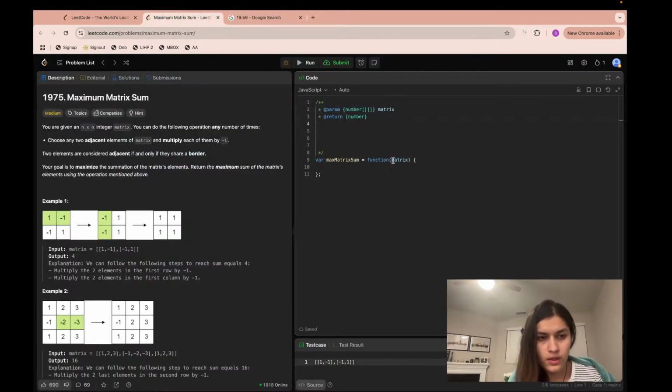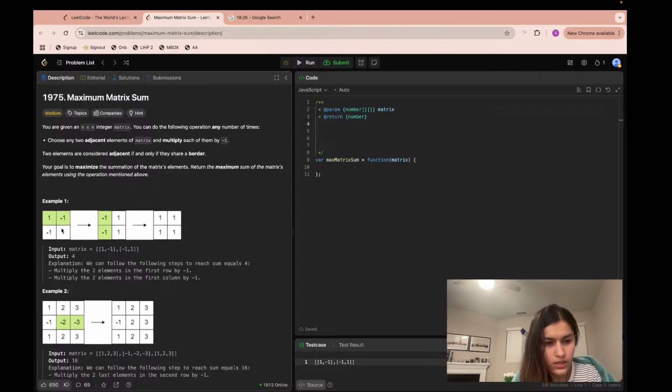Okay, so you are given an n times n integer matrix. You can do the following operation any number of times. Choose any two adjacent elements of the matrix and multiply each of them by -1. Okay, so I can do this operation any number of times.